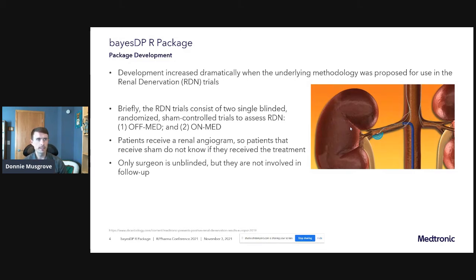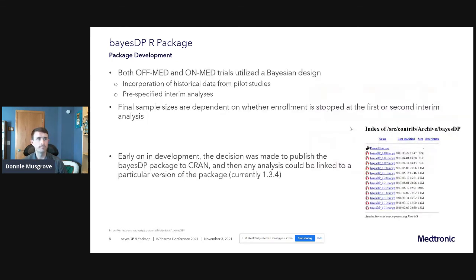And so the trial itself to seek approval consisted of actually two single-blinded, randomized and sham-controlled trials. So one was called off-med. So these are patients that are not on medications but have high blood pressure, and then on-med, which is for patients on blood pressure medication. So at the same time as the procedure, or right before the procedure, the patients receive a renal angiogram, and to them, it feels a lot like receiving renal denervation. They can't tell the difference. Only the surgeon is actually unblinded, right? They do the angiogram and then they do the procedure. But the surgeon is not involved in follow-up.